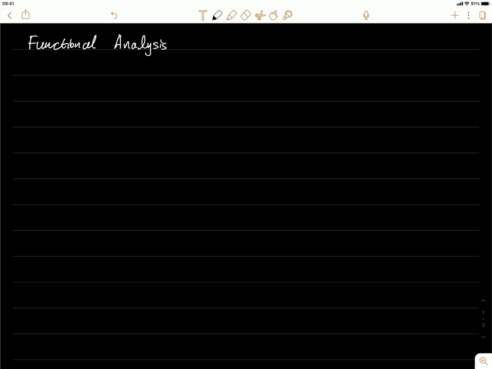Hello everyone. Today we're going to start with the discussion of function analysis. So our first topic is about the general metric space. Okay, let's first recall the definition for metric space.